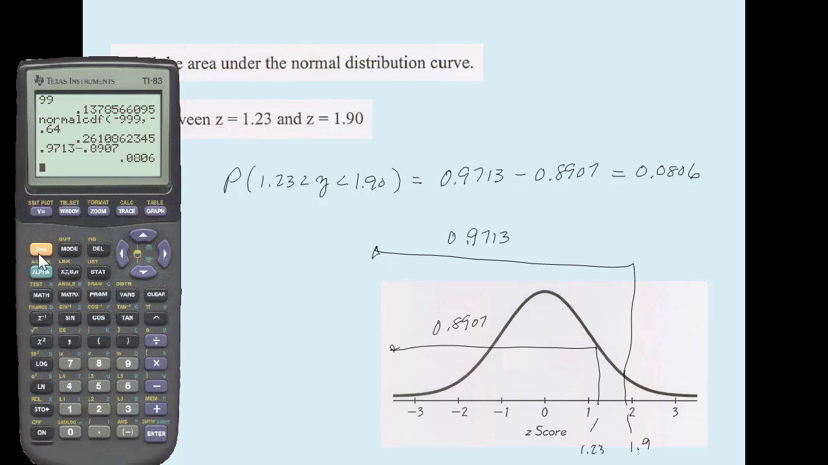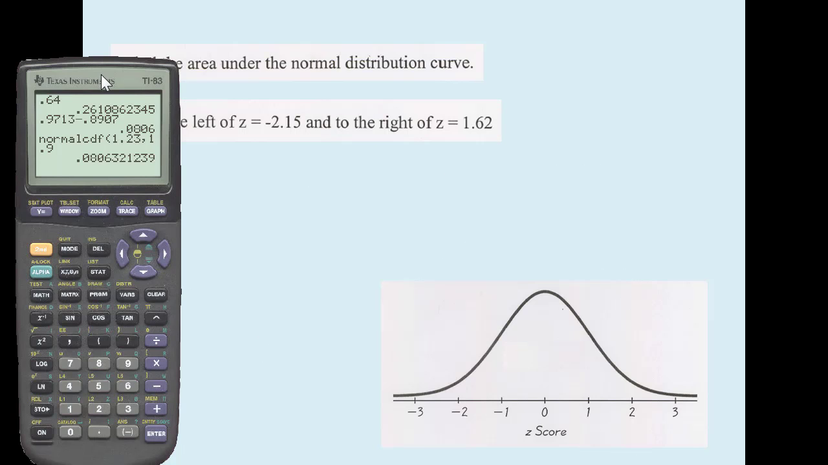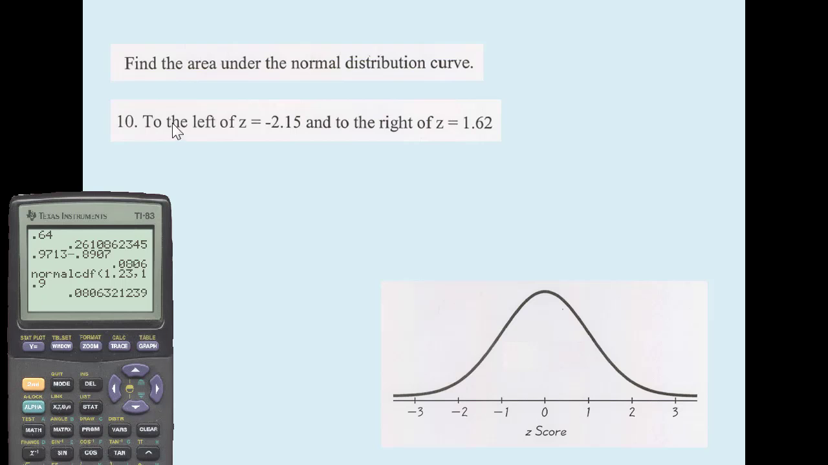I do it that way. You can also do it in the calculator with second distribution number 2. Lower bound is 1.23, upper bound is 1.9. I hit the go, and I get 0.0806, and rounded off to four decimal places, you get the same.